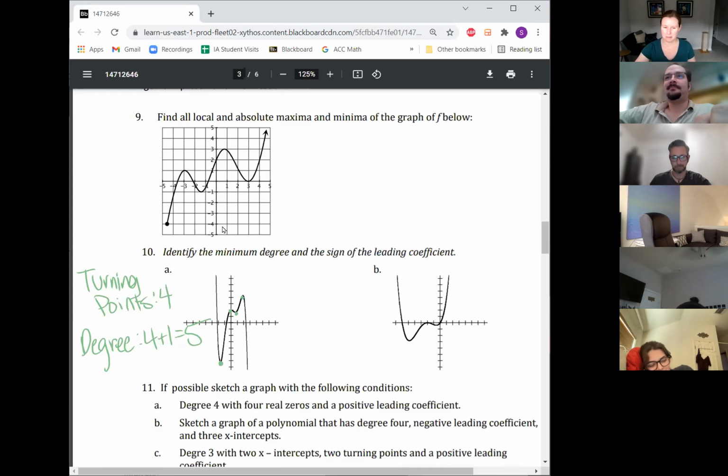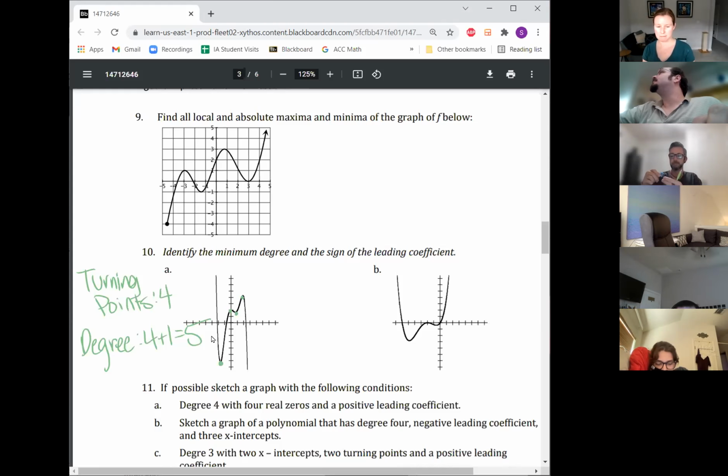Okay, and with that being said, on my paper I just did 4 + 1 and it was 5, and I picked 5 degrees. Do I need to pick turning points? I'm just writing that for people who are taking notes so they understand where we got the 4 and how we got the 5. So the degree is the amount of turning points plus 1.